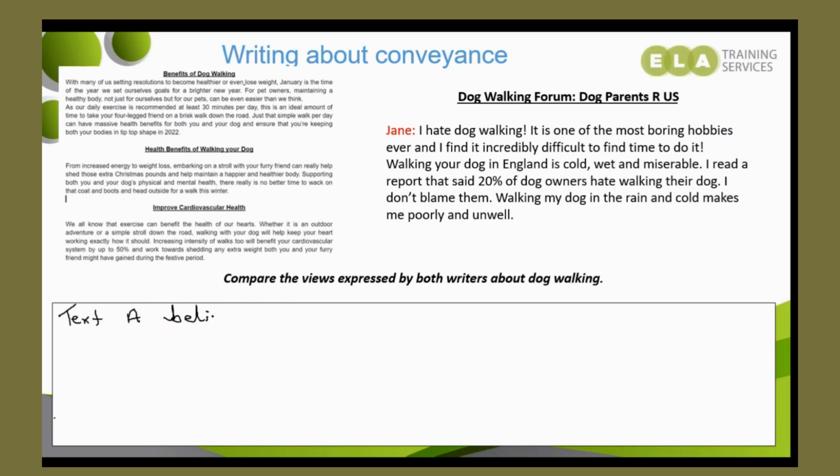believes dog walking is beneficial for health. And what I'm then going to do, I'm then going to back up that phrase with evidence from the text. So, for example, benefit the health of our hearts. I'm going to pick that out.